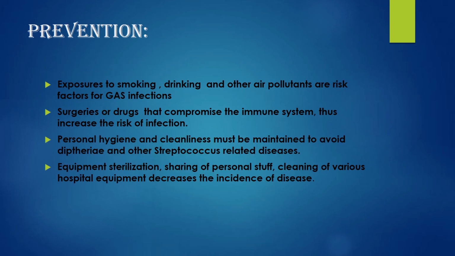Moving on to prevention. Some of the preventive measures are the basic rules of our life, like personal hygiene, cleanliness, and equipment sterilization. Sharing of personal stuff should be avoided, and various hospital equipment like catheters, knives, scissors, etc. should be cleaned. Surgeries or drugs that compromise the immune system may be avoided by taking medicines. Exposure to smoking, drinking, or various pollen grains or allergies must be avoided.